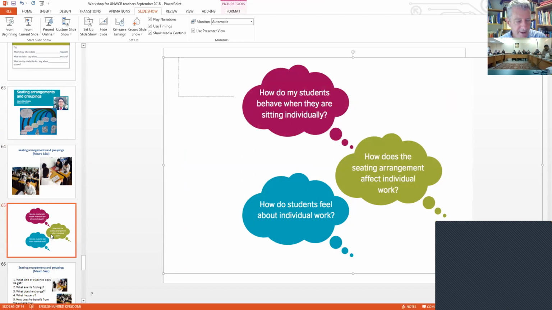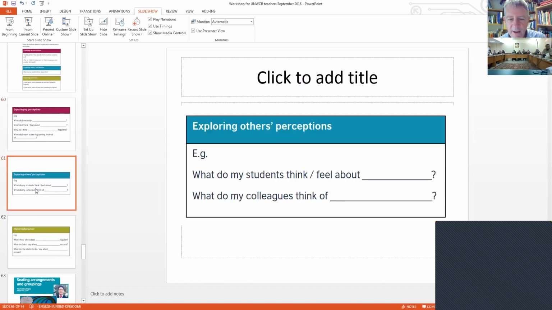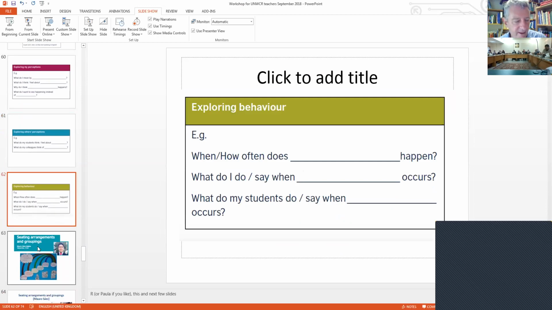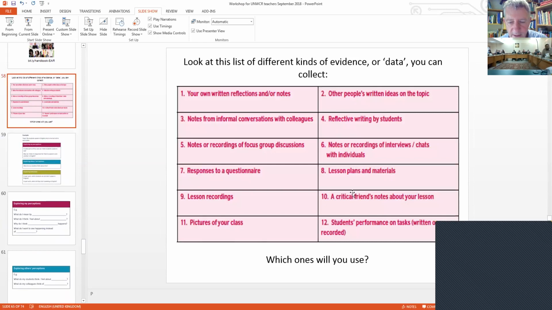So what do you think he might have done to answer this question? How do my students behave when they are sitting individually? Or how does the seating arrangement affect individual work? Do you think that was his own perceptions, or others' perceptions, or behavior? These two. This is behavior, isn't it? These two are basically what students do when they are in different groups. And that would then be, from here, it would really be number 10, somebody observing, or even pictures. He did take some pictures, or even lesson recordings.